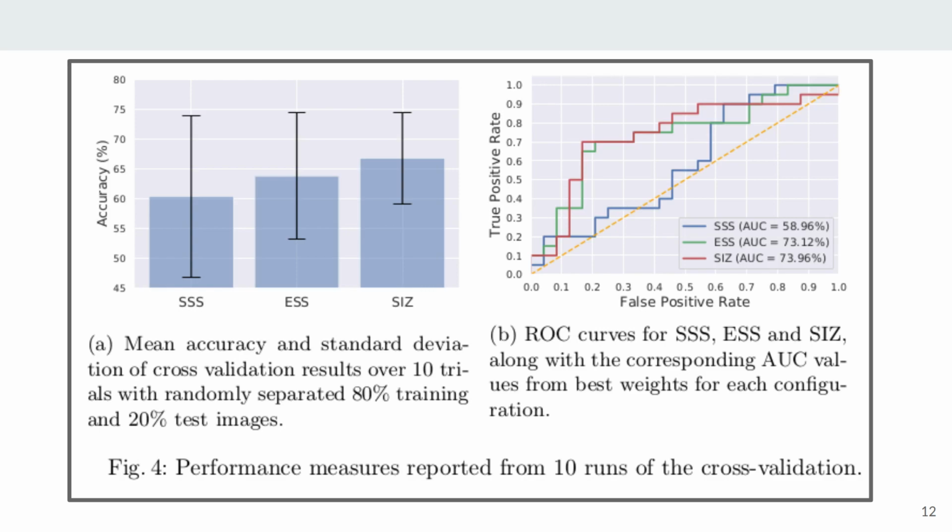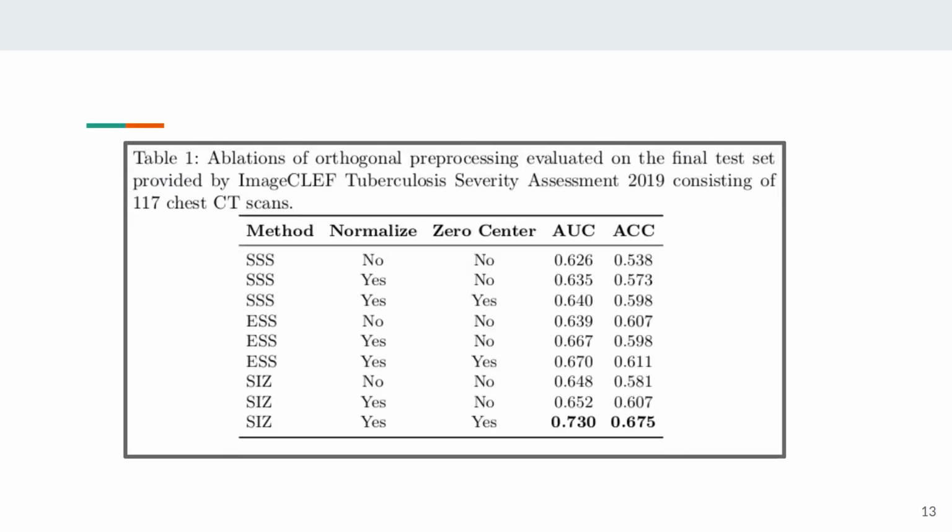Cross-validation tests also show that spline interpolated zoom not only has a higher mean accuracy than SSS and ESS, but also has a lower standard deviation owing to more reliability. A similar pattern is observed from the ROC curves. This method demonstrates that 3D context plays a crucial role and enables the model to learn effective representations. For all configurations, performance improvements were seen both after pixel normalization and zero centering, with SIZ having the largest gain.